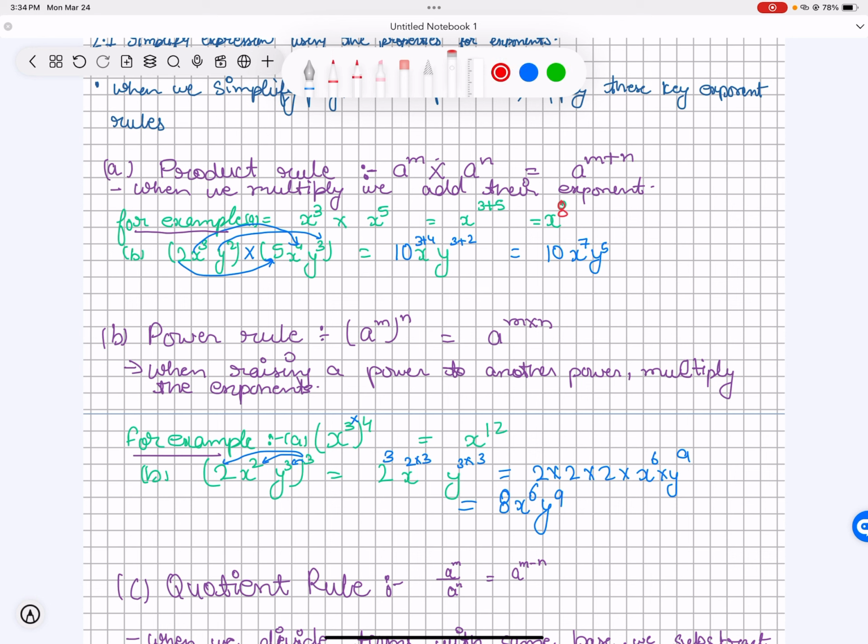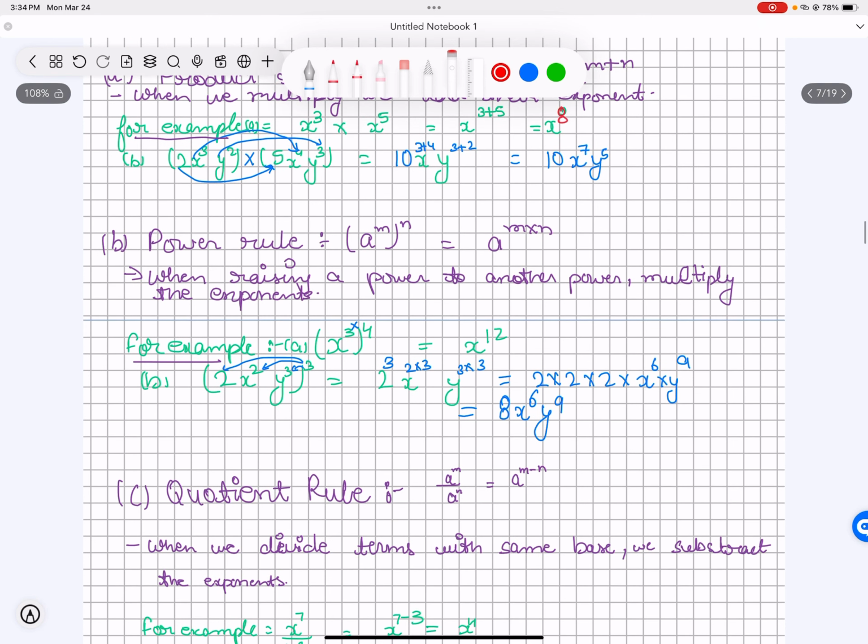In this we have 2x cubed y squared into 5x to the 4 y cubed. So first we're going to multiply 2 into 5, 2 fives are 10, and then we add the exponent values. For the x we add 3 plus 4, we get 7, and for the y exponent we add 2 plus 3, we get 5.